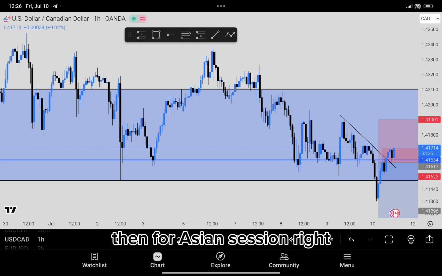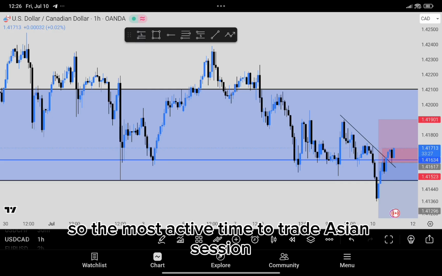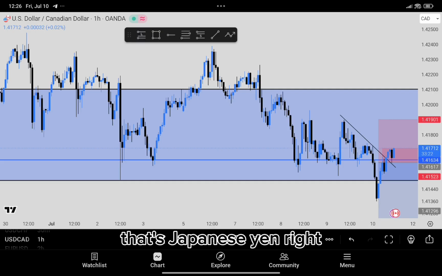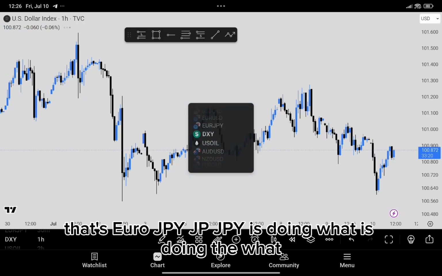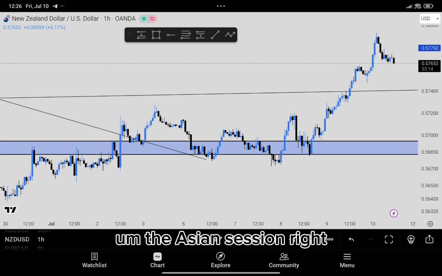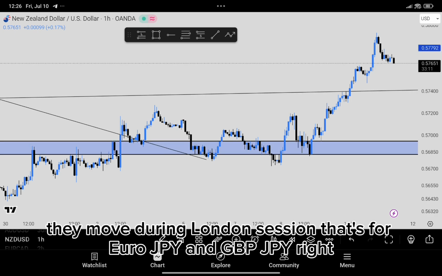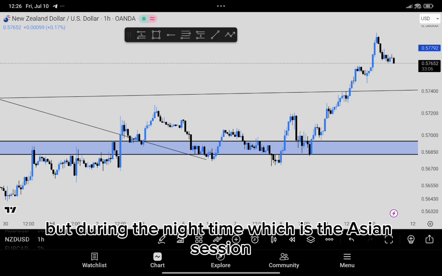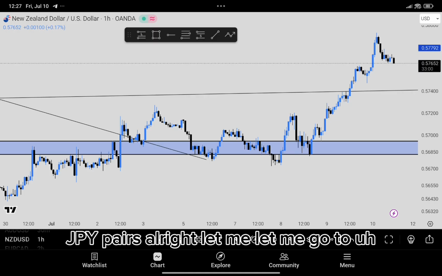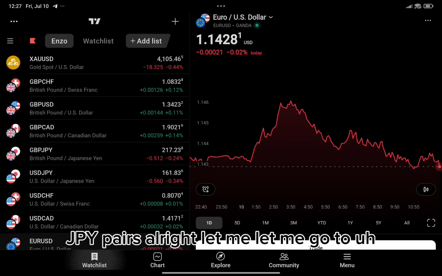Then for Asian session, we have pairs like USDJPY. They can also move during Asian and New York session. So the most active time to trade pairs that have JPY, the Japanese yen, like EURJPY and GBPJPY, most of the time they move during London session. But during the night time, which is the Asian session, we tend to have some moves for these JPY pairs, right? Let me show you guys.